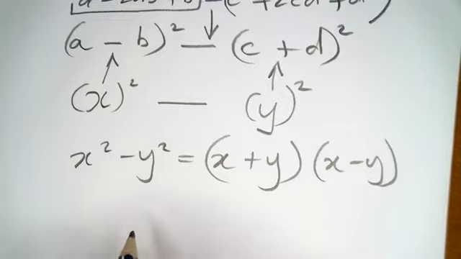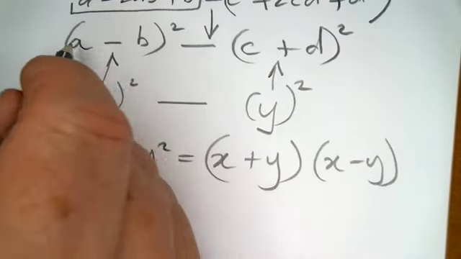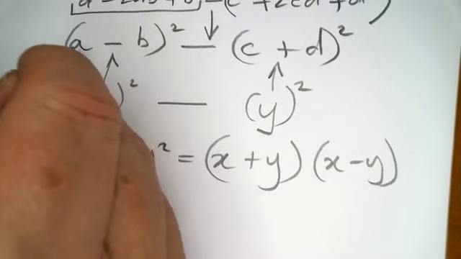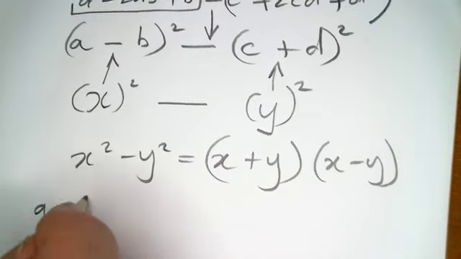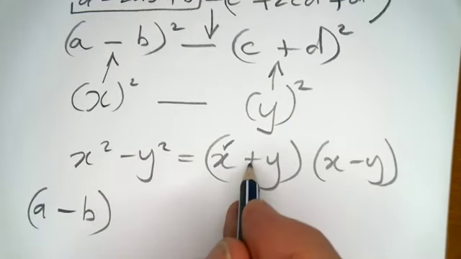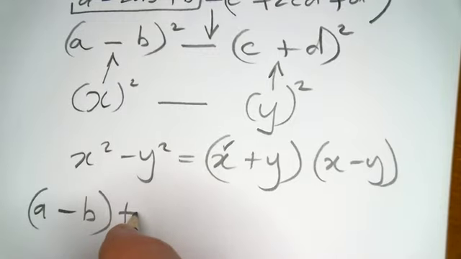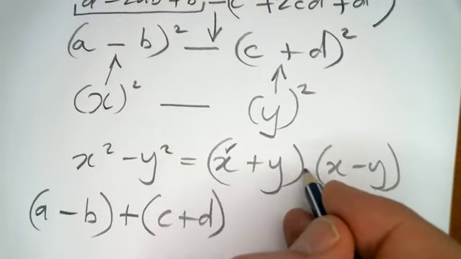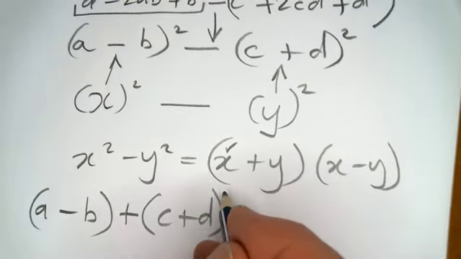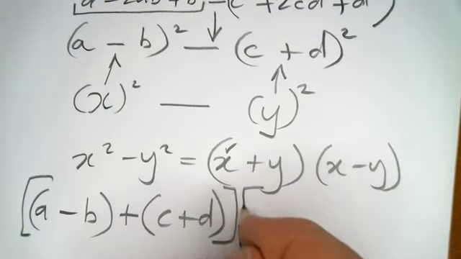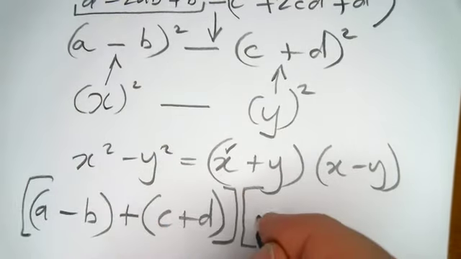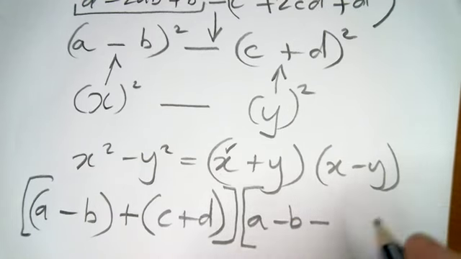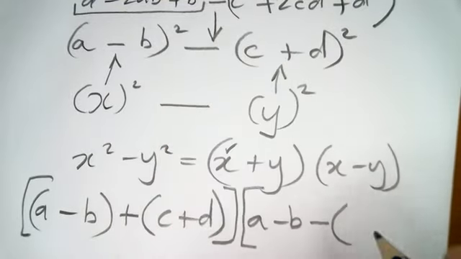So let's do exactly that with not x's, but a's and b's and c's and d's. So we've got x plus y. Well, here's x. X is a minus b. There it is. That's my x. I've got plus y. So put plus, and where's y? Well, y is c plus d. There it is. And it's all times x minus y, so I'll put in big brackets here. Here we go. X minus y. Well, x is a minus b, and that's minus y. Well, what's y? Oh, y is c plus d.